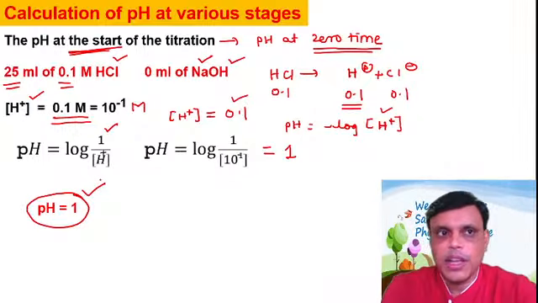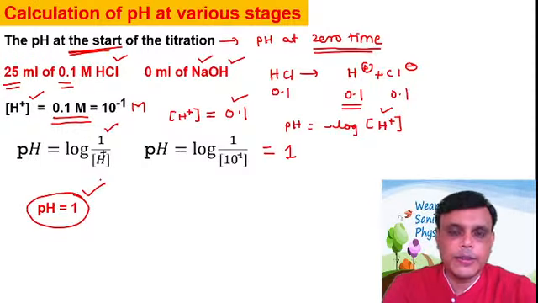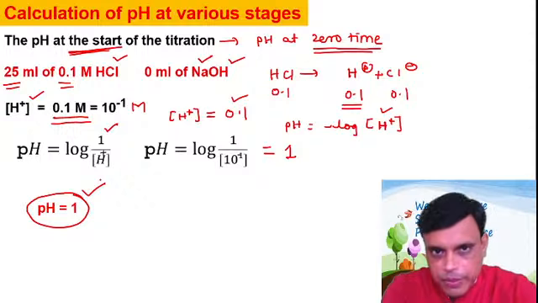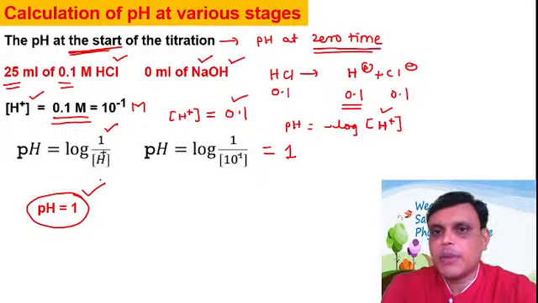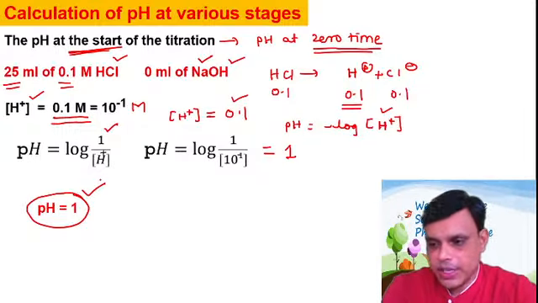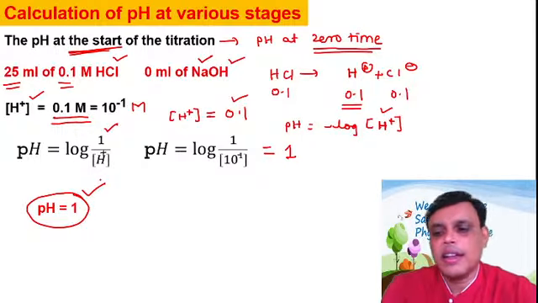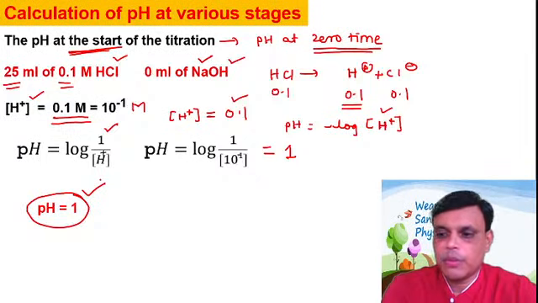ठीक है, understood how to calculate the pH at the start of the titration? Tell me yes or no. समझ में आया कि नहीं आया? How will you calculate? Simple formula is there. pH is nothing but the negative log of H plus ion concentration. Akansha is saying yes. Okay, only Akansha understood. प्रमोदिनी को भी समझ में आया है? Okay, चलो, very good.